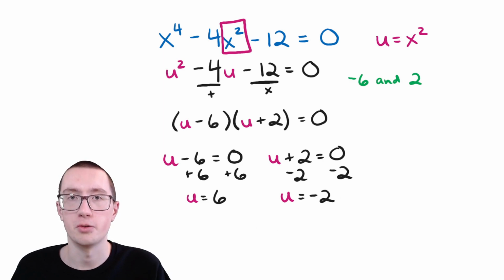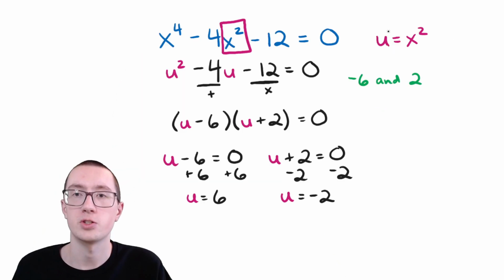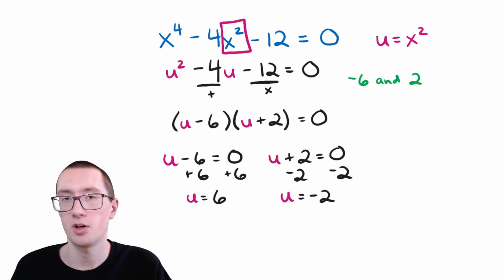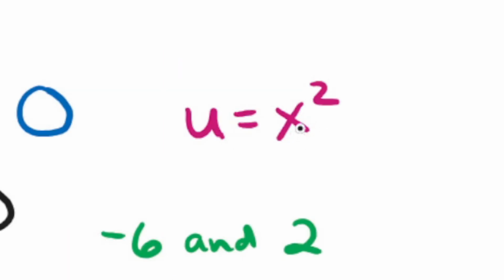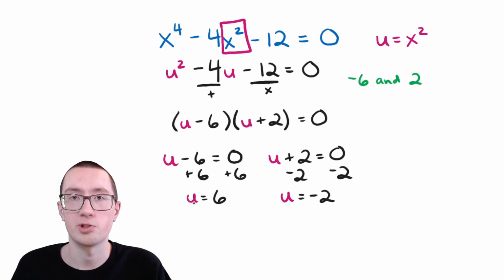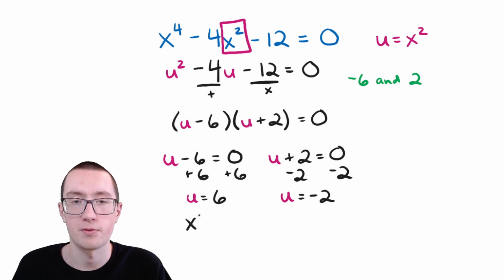So we've solved for u, but remember that the goal of the problem was to solve for x. Because u wasn't actually a letter in this problem, saying what u equals isn't very helpful. So because we needed to solve for x, we need to turn the u's back into x. And remember that u is equal to x squared. So our u's are going to turn into x squared. So instead of u equals 6, we're now going to have x squared equals 6. And over here, we had u equals minus 2. Now we have x squared equals minus 2.